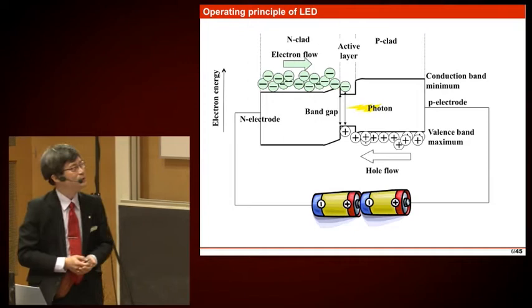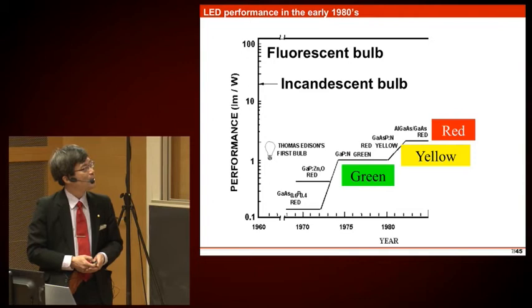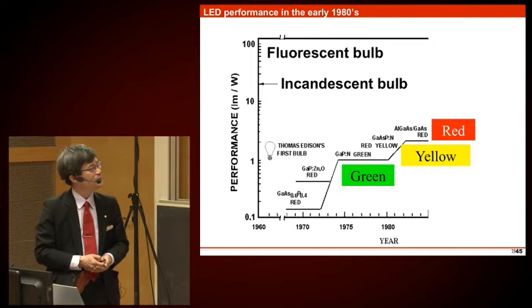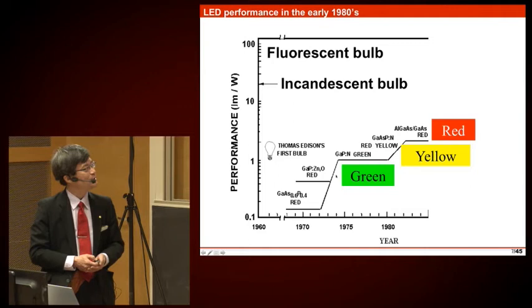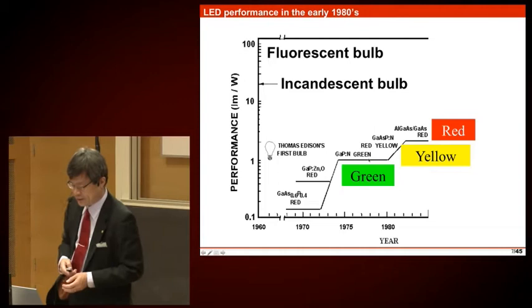Okay, let me go back to the 1970s and 1980s. The first LEDs were commercialized in 1962. That was the red LED based on gallium arsenide phosphide. And soon after the red LEDs, the green LEDs and the yellow LEDs have been commercialized using gallium phosphide as the material. But there is no blue.